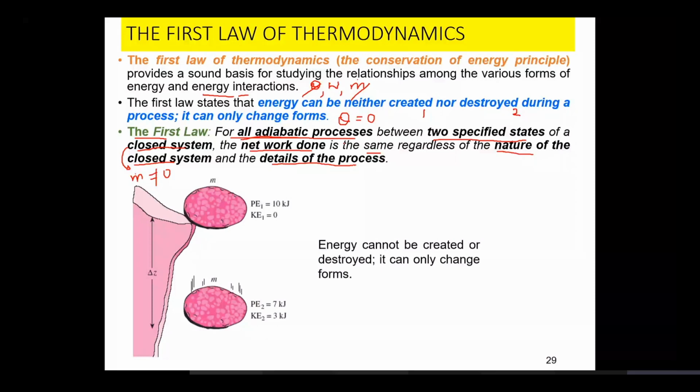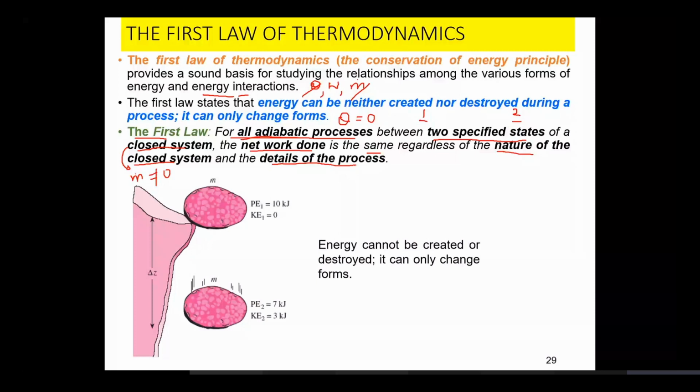So far, as far as the statement is concerned, you have understood that we are talking about an adiabatic system. We are talking about two states, state one and state two. We are talking about a closed system, and we are saying the total amount of work done, which is the net work done, would remain same no matter how you perform the process. The meaning is clear. You just don't know the details of the process, what I'm talking about. Otherwise, the statement is clear.